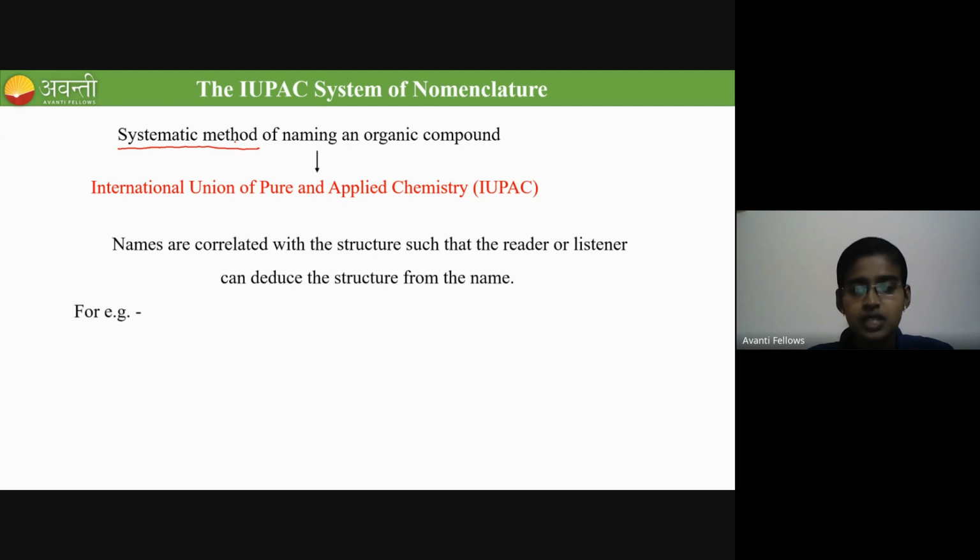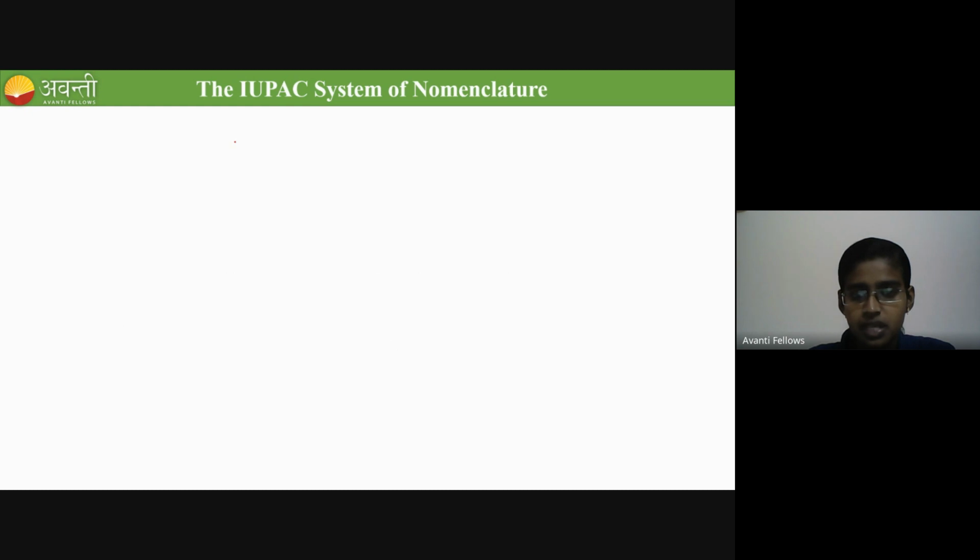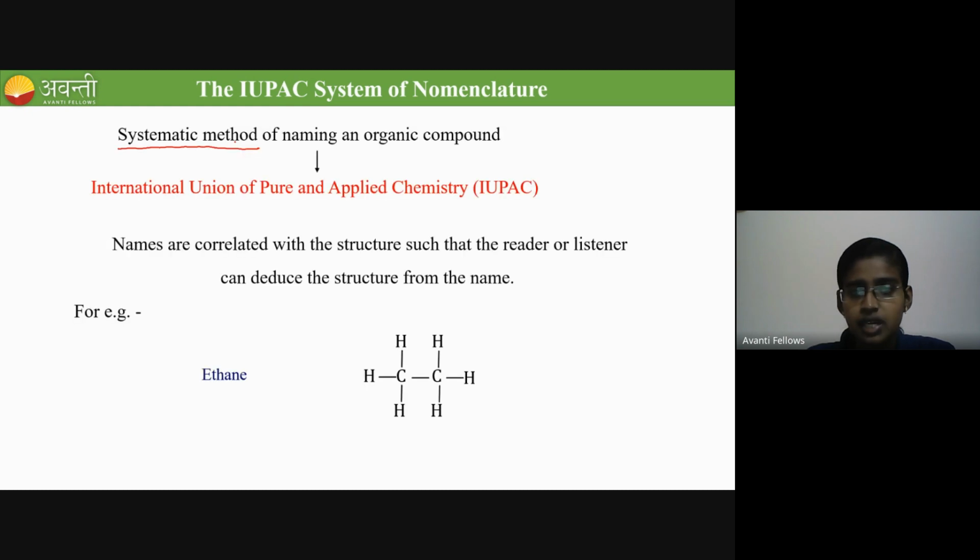Okay. So let's see an example. This is ethane. So why it is called ethane? Because it is having only single bonded system. So it is an alkane. Since there are only 2 carbons present in it, it is called ethane. Got it? So I'll tell you the root word and all in the upcoming slides. You can take the screenshot of it or you can take note of this. The full form of IUPAC is very important. Okay. And it is a systematic method.